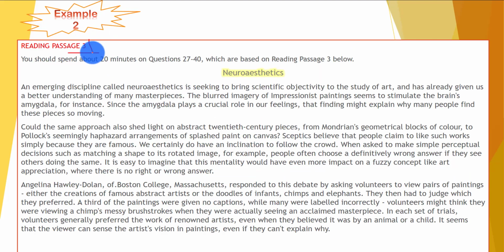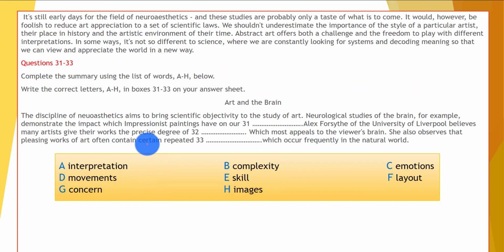And this is reading passage 3 and neurostatics. Okay, we know our topic. Now let's go to our summary paragraph. Complete the summary using the list of words A to H. Write the correct letters A to H in boxes 31 to 33 on your answer sheet. Art and brain. This is our title. This time it's a little bit more challenging and time consuming because after finding the relevant part of the text and our keywords and our answers for these questions, we need to paraphrase them and choose our answers from this box. Okay, now let's just read the first sentence of the summary paragraph.